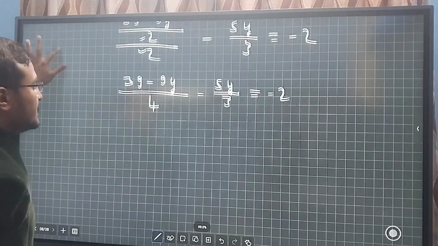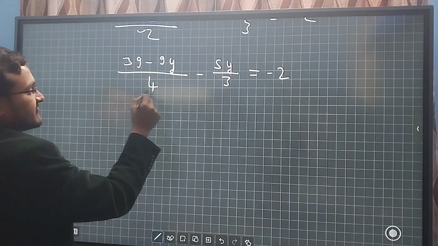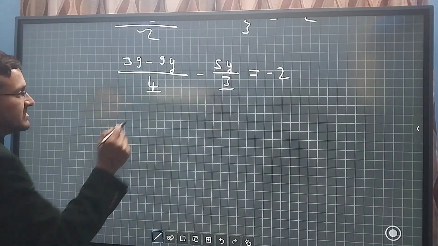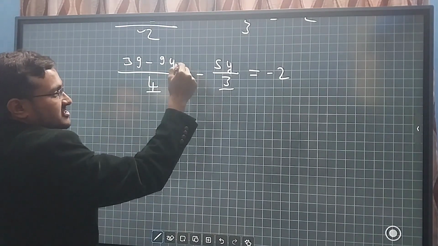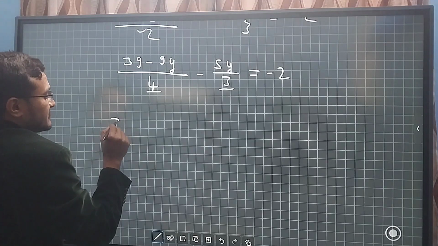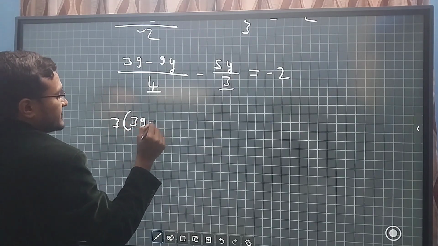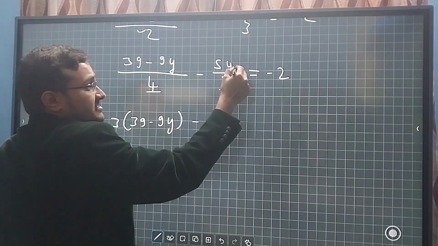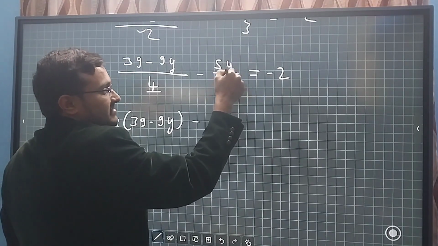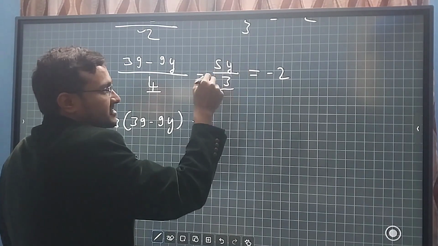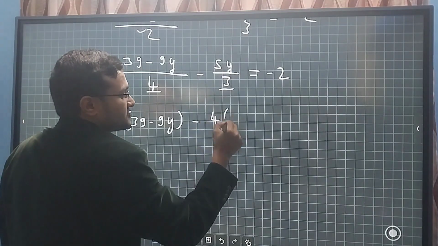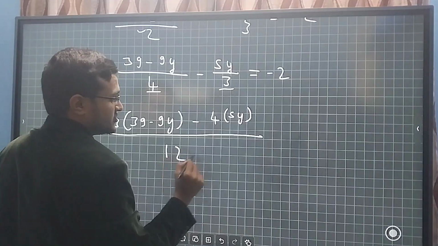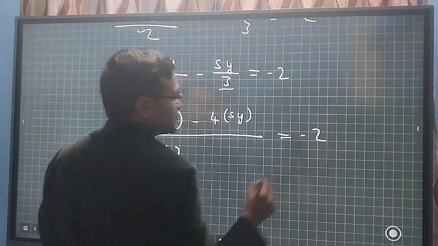So now here you can solve this. So here 4 is there, here 3 is there. So you take LCM of 4 and 3, that is 12. So when you multiply this with 12, 4 ones are 4, 3s are 12. So that 3 you have to multiply to 39. So 39 minus 9y minus here 3 into 12. So that is in the numerator. Into 12 will be there, that is the LCM. So 3 ones are 3, 4s are 12. So 4 into 5y, whole divided by LCM 12, which is equal to minus 2.